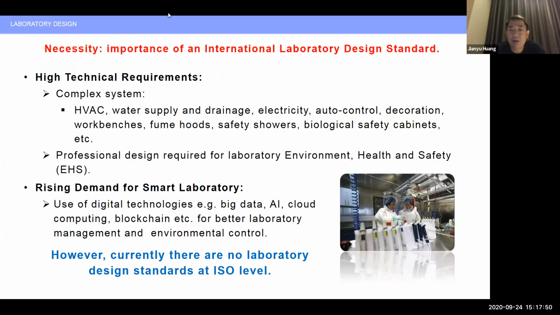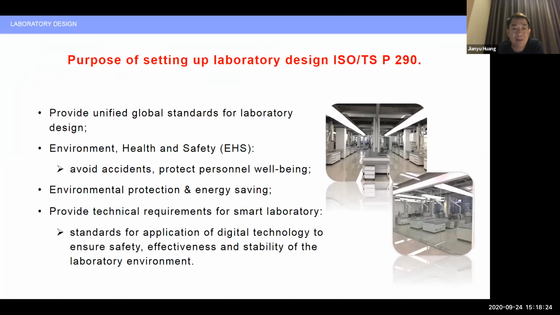Furthermore, there is also a rise in demand for smart laboratories that utilize digital technologies, for example, big data, AI, cloud computing, blockchain, etc., for better laboratory management and environmental control. However, currently there are no laboratory design standards at ISO level. Next, Catherine, thank you.